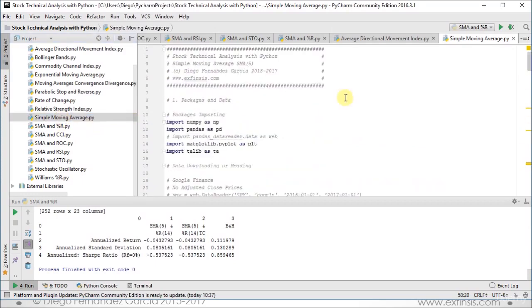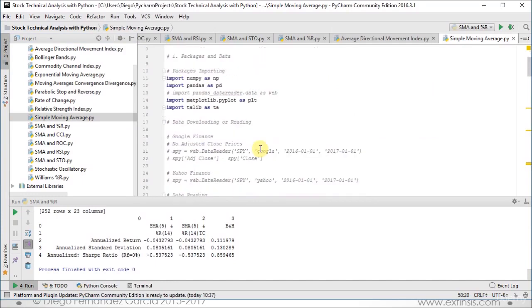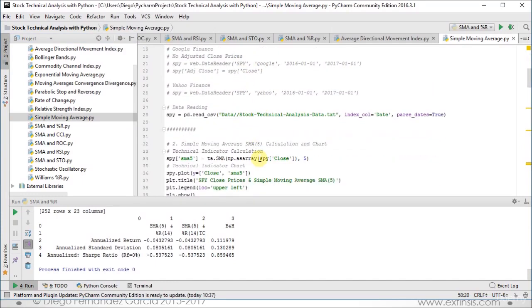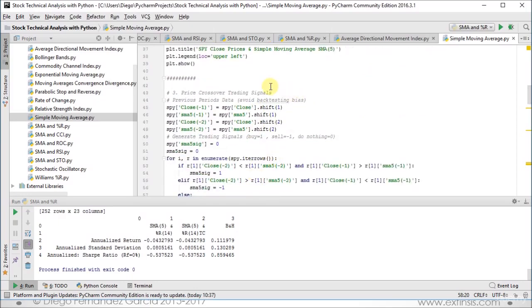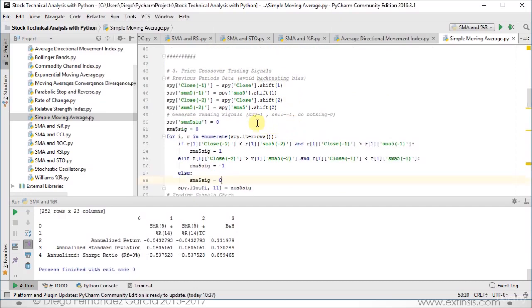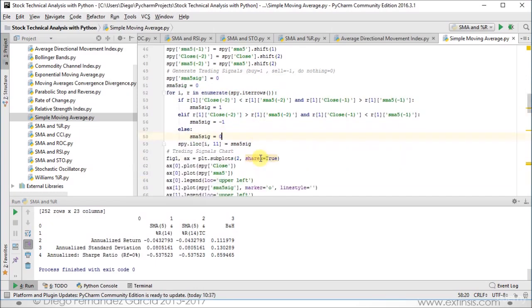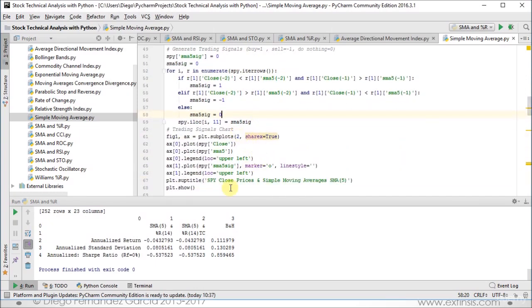As they're meant to be standalone files, first we import our packages, then we do our data reading by default. Next, we calculate our technical indicator together with its chart. And previously, we calculated the corresponding trading signals with previous period's data to avoid backtesting bias. So the signals were buy equals 1, sell equals -1, or do nothing equals 0. They were calculated within a for loop in which the first if conditional corresponds to the buy signal, the second if, which was nested, corresponded to the sell signal, and the third one to 0, which was do nothing. Then we did the associated trading signals chart.